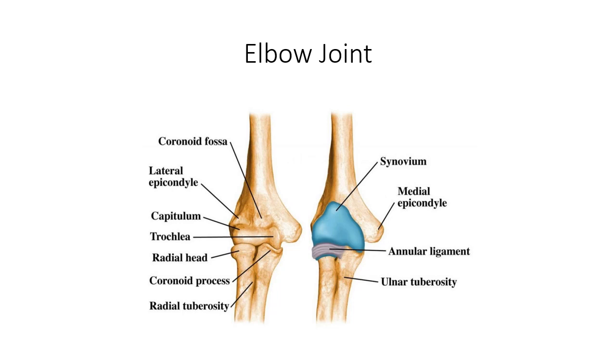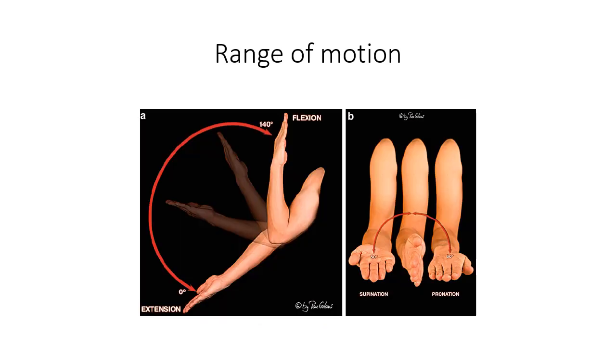The third joint is the proximal radioulnar joint, which has the pronation and supination movements and the attachment of the annular ligament. We have the radial tuberosity, which has the insertion of the biceps tendon. Range of motion for the elbow joint is flexion-extension from 0 to 140 degrees, and supination and pronation movements, which occur mainly at the proximal radioulnar joint.